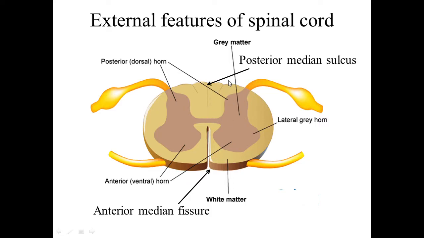These fissures and sulci divide each half into three parts. Between the anterior median fissure and the anterolateral sulcus is the anterior area. Between the anterolateral sulcus and the posterolateral sulcus is the lateral area. And between the posterolateral sulcus and the posterior median sulcus is the posterior area.